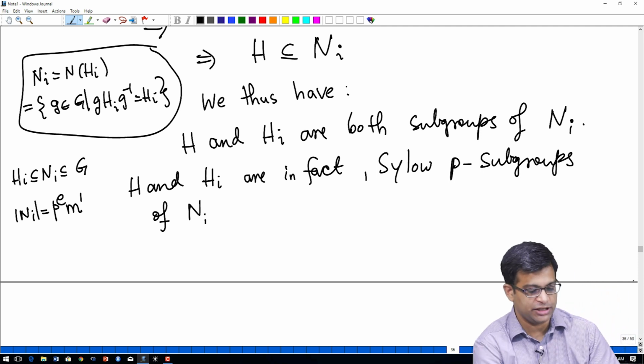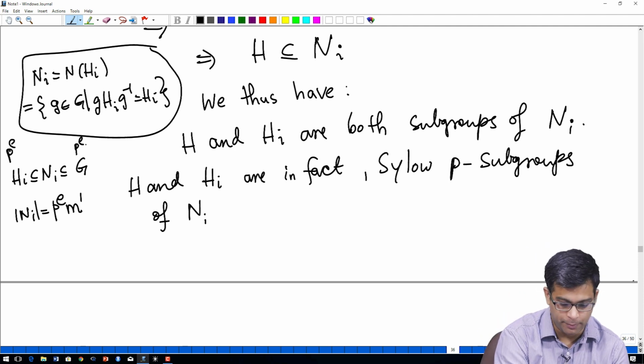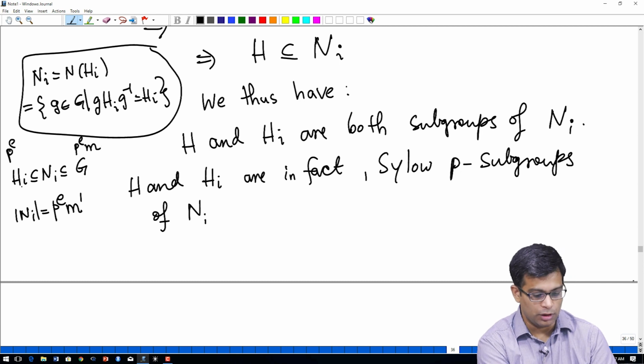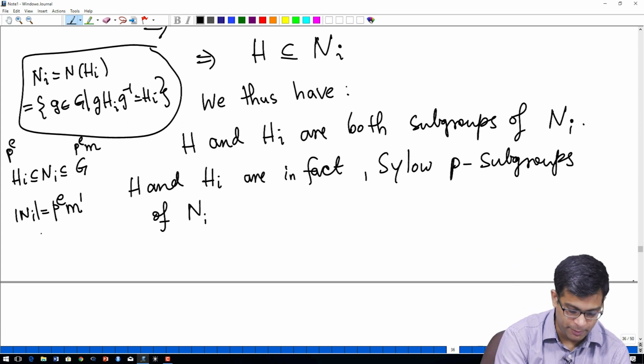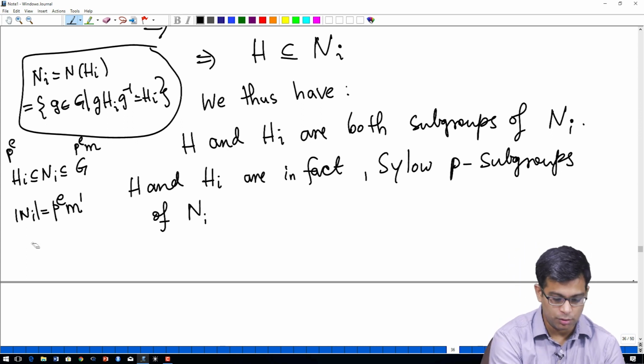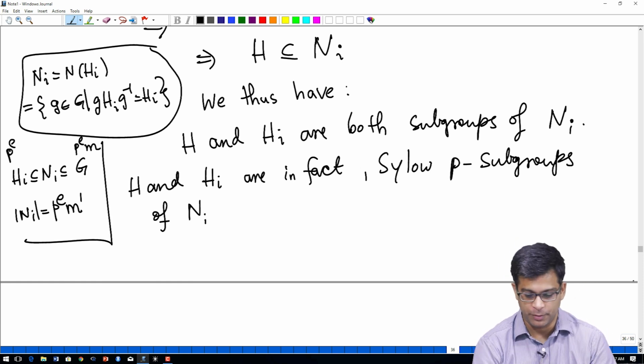So, H has order p^e, H_i has order p^i, and G has order p^e m. So the order of N_i must be divisible by p^i by Lagrange's theorem, and in turn it must divide p^e m. So it must be some p^i times m prime. So Sylow p-subgroups of N_i are also subgroups of order p^i.